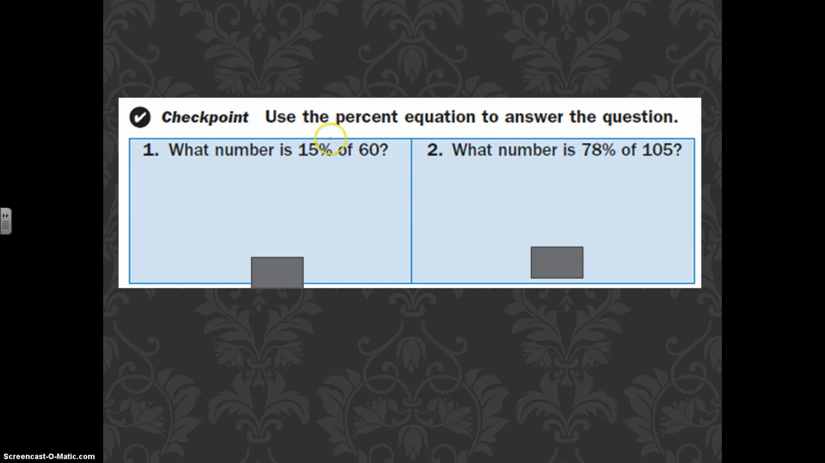Pause the video and try using the percent equation, A equals P percent, change it to a decimal, times B, to solve the problem. Number 1, you take 0.15 times 60, which equals 9. Number 2, 0.78 times 105, which equals 81.9. Remember, after the word "of" is always your base.